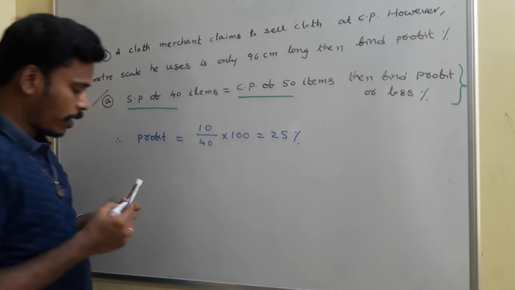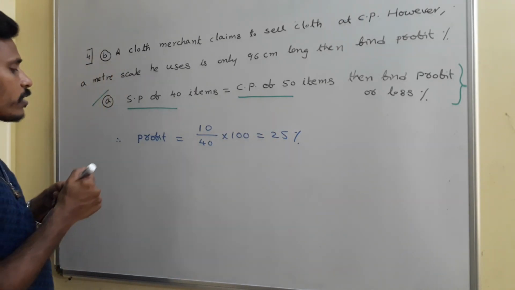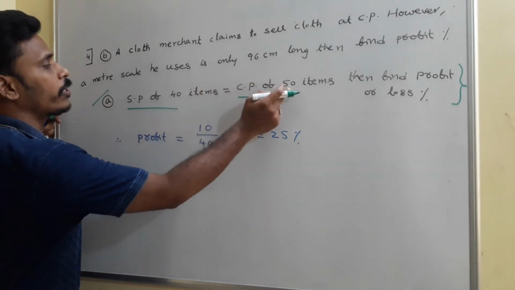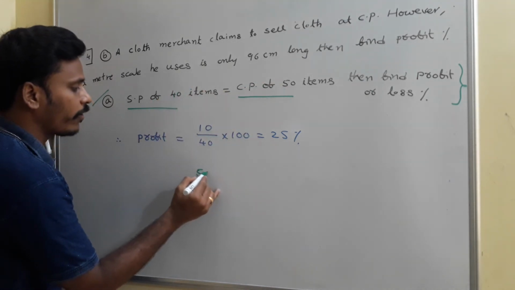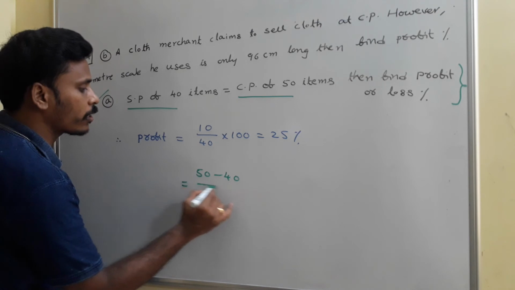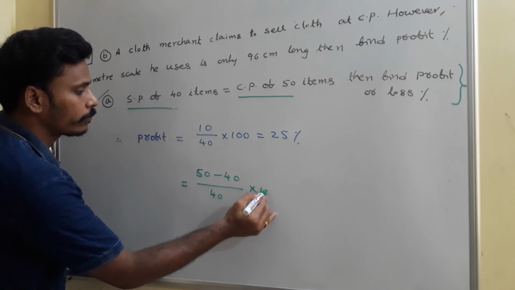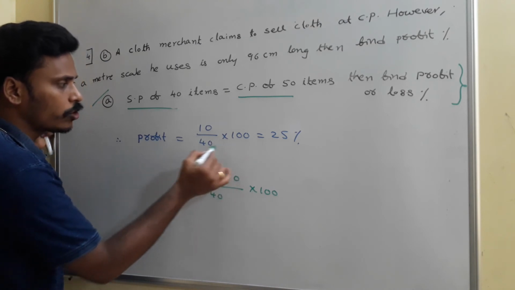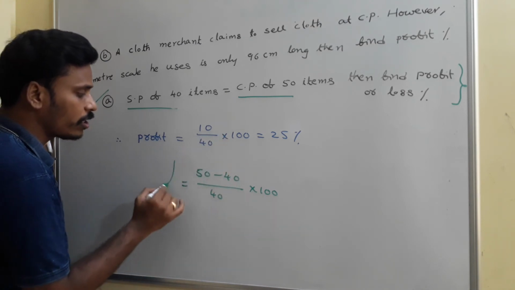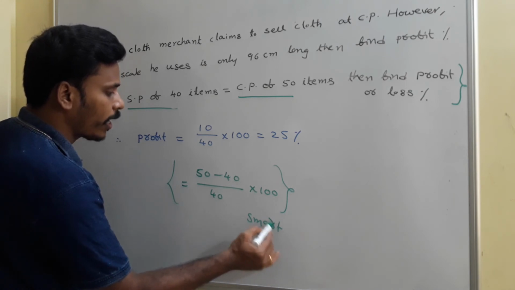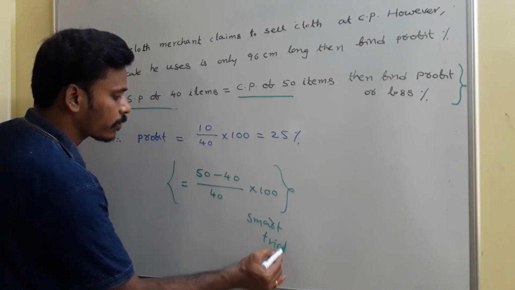It's okay. But now you just think about the shortcut. This 10 is just nothing but the difference between 50 and 40. I will rewrite it like this: 50 minus 40 divided by this 40 into 100. These two statements are right. So this works like a smart trick. You may call it a shortcut, or you may call it a smart trick.